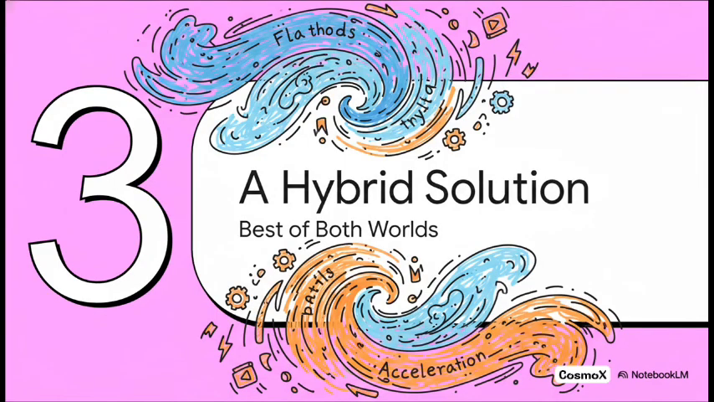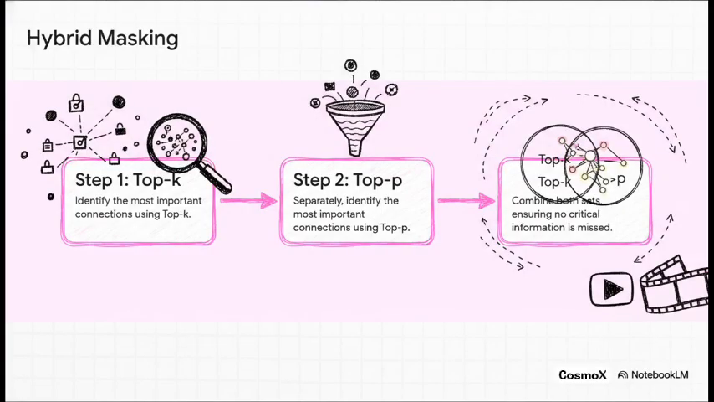And this brings us to the first major breakthrough of SpargeAttention2. Instead of trying to pick one of these flawed methods, what if you could just elegantly combine their strengths? This solution is so simple, it's brilliant. Instead of choosing, the model runs both. It calculates the connections it would keep using Top-k, and it also calculates the connections it would keep using Top-p.